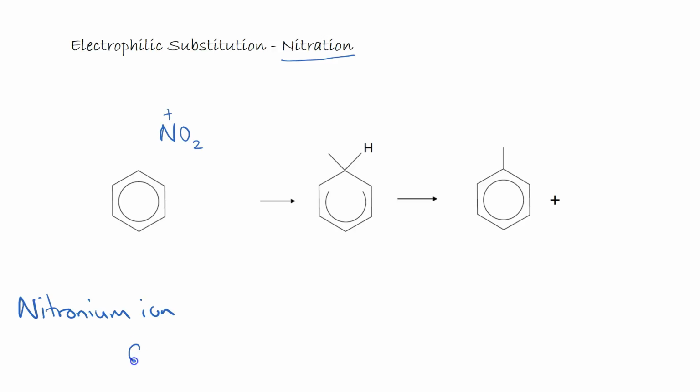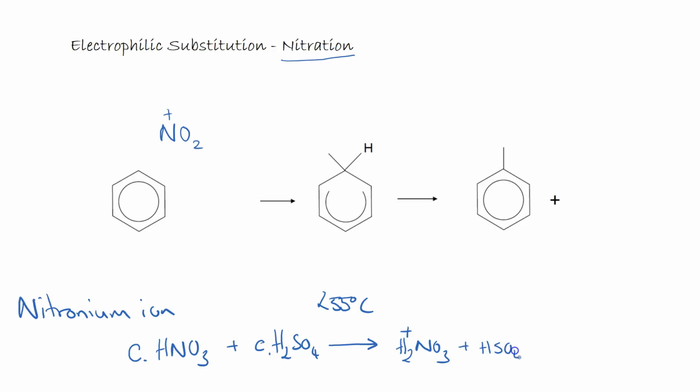Now, we'll first of all look at how we form the nitronium ion. This is a reaction between concentrated nitric acid and concentrated sulfuric acid, and this is done at a low temperature. It's all done in the same pot at less than 55 degrees Celsius. And because sulfuric acid is a stronger acid than the nitric acid, it donates a proton to the nitric acid, and we end up with H2NO3+ and HSO4-. And in a following step, the H2NO3+ breaks down to the nitronium ion and water.